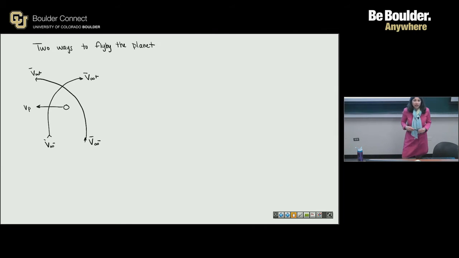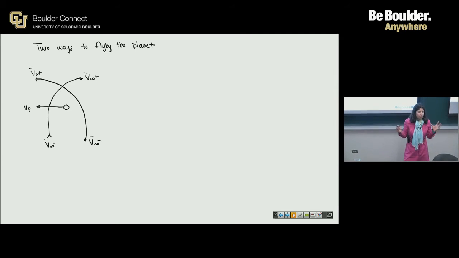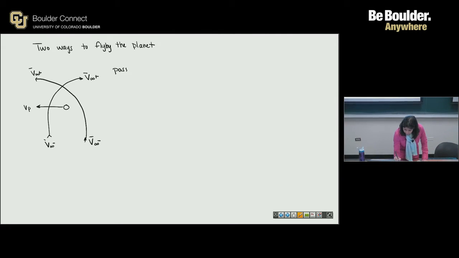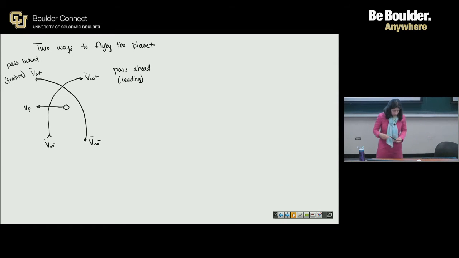All right, so I'd like you guys to work in groups by yourselves. Just do a little in-class exercise. I'd like you to draw the vector diagrams for both of these cases and look at energy changes. We'll call this a pass ahead, or a leading pass ahead. And a pass behind over here. Okay. I'll give you guys a few minutes.